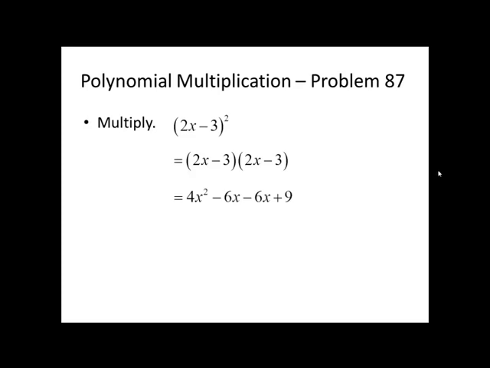2x times 2x is 4x squared. 2x times negative 3 is negative 6x. Negative 3 times 2x is negative 6x. And negative 3 times negative 3, positive 9. Finish by combining like terms. Negative 6 and negative 6 will make a negative 12x. And there's our final result.